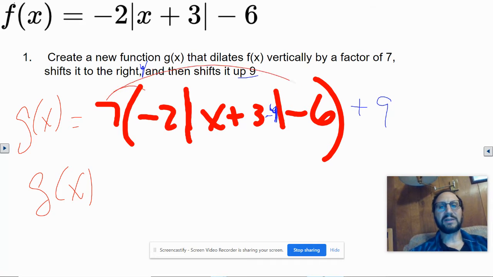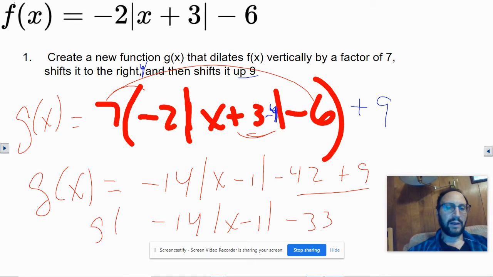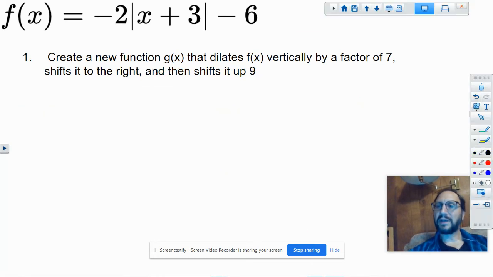First of all, we can distribute this 7 over the different parts of the function. So we have negative 14, absolute value of x minus 1 when you combine those two. And this 7 times the 6 would be negative 42. And then the plus 9 goes at the end. Then I can combine those to make negative 14, absolute value of x minus 1, minus 33. That would be our final answer after dilating by a factor of 7, then shifting it to the right 4, and then shifting it up 9. So that's with words, and that's an example of that. And there's some stuff like that on your assignment.